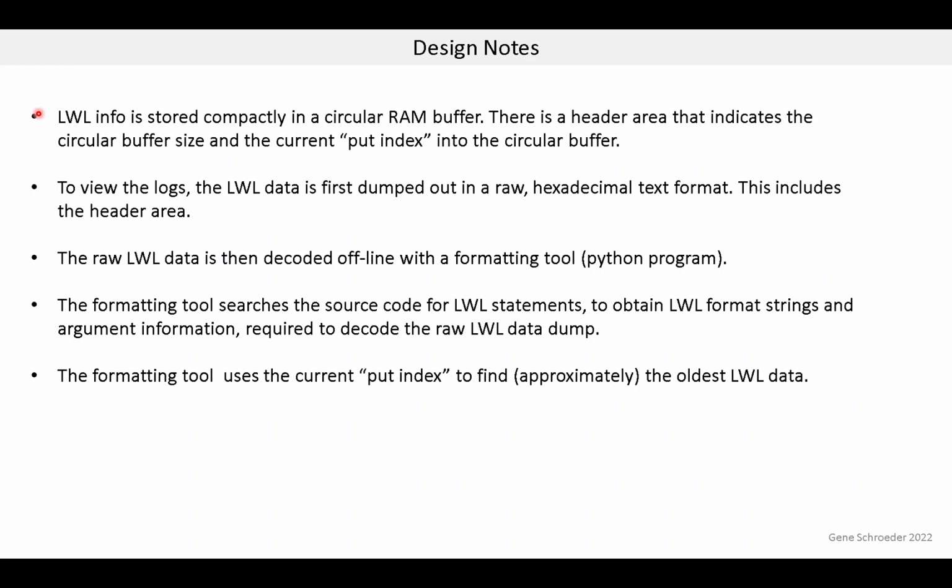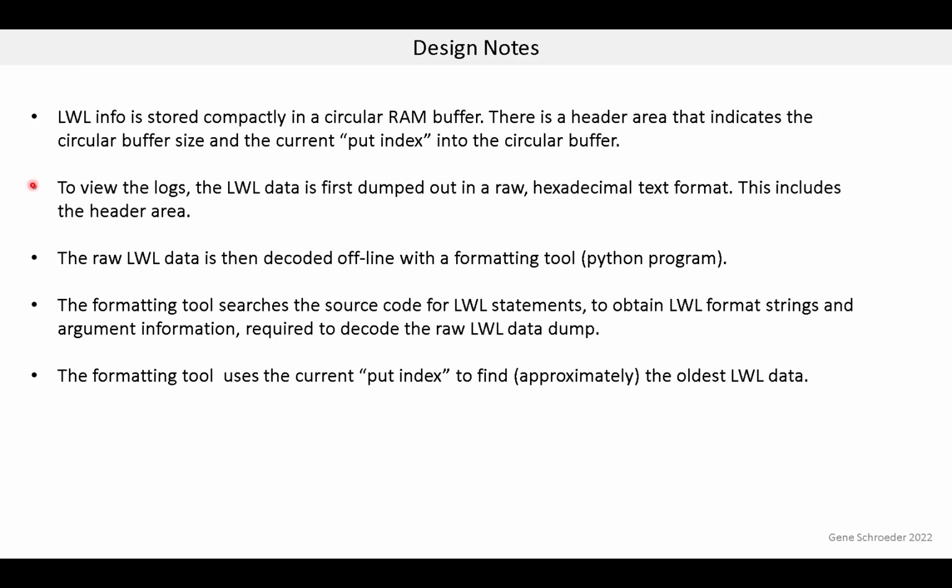So LWL information is stored compactly in a circular RAM buffer, as I had mentioned. We want to be able to store as many messages as possible in that buffer. Now, there is a header area with that buffer that indicates the circular buffer size and the current put index into the circular buffer. The put index tells us where to start decoding, as we want to start with the oldest logs.